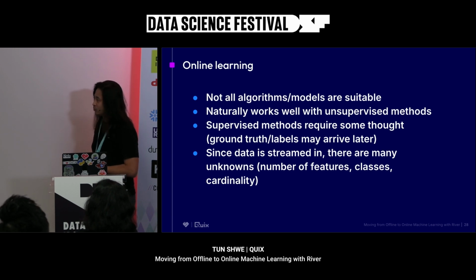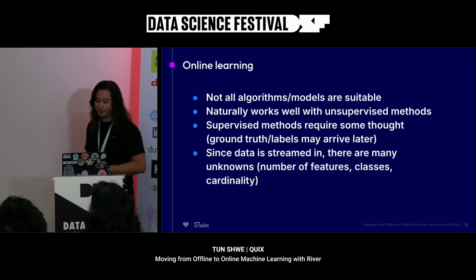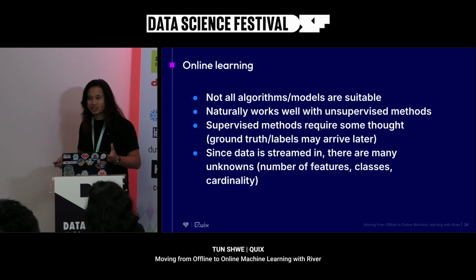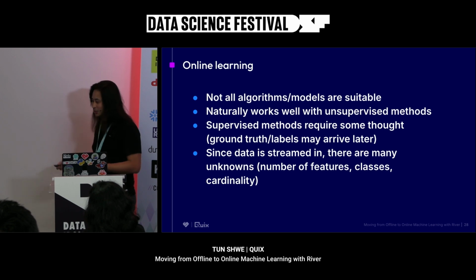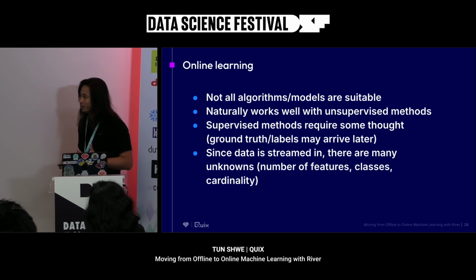And since data is streamed in, there are many unknowns. The surprising thing with online machine learning is you just don't know what you're going to get. You just kind of accept what you get. So features will appear, they'll disappear. The cardinality changes over time. You just don't know. You just kind of accept it.